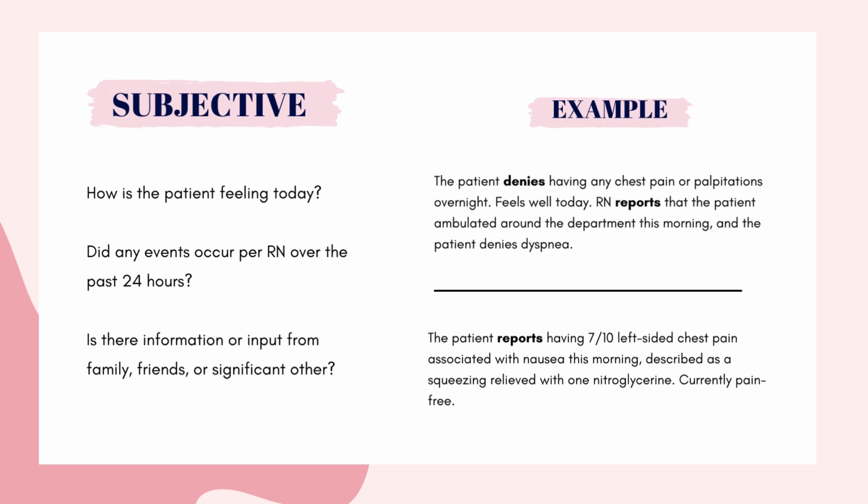Example: the patient denies having any chest pain or palpitations overnight, feels well today. RN reports that the patient ambulated around the department this morning and the patient denies dyspnea. Another example: the patient reports having 7 out of 10 left-sided chest pain associated with nausea this morning, described as a squeezing, relieved with one nitroglycerin, currently pain-free.